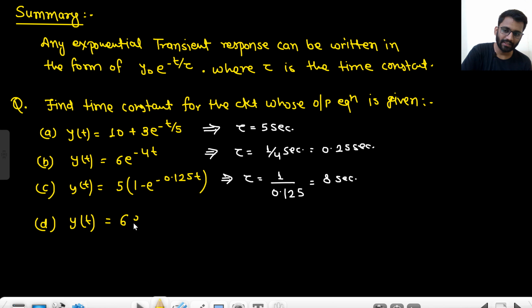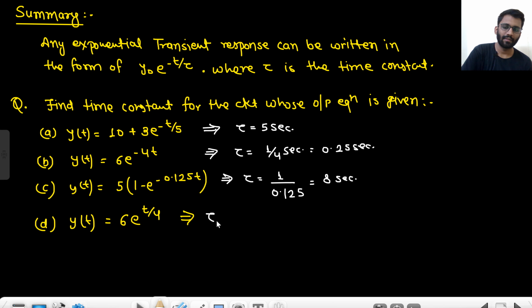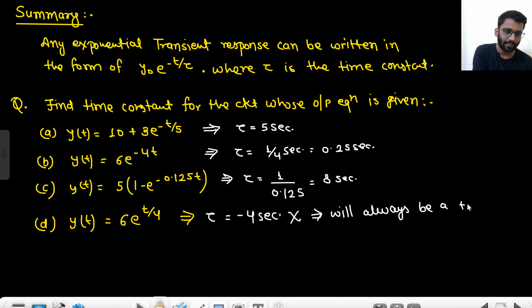Yt equals 6 e to the power t by 4. Tell me what is the time constant? Minus 4. Minus 4 seconds. No. It will always be a positive value. So this is not even a transient response actually. Why so? Because it is not dying out.